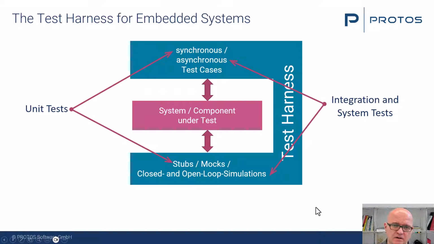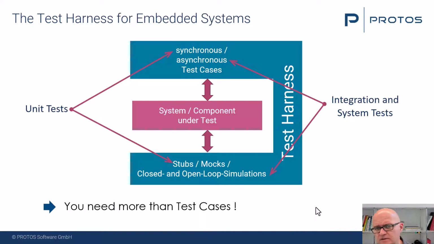So you need asynchronous test cases because a lot of things are happening in parallel, and you need closed or even open loop simulations. So closed loop simulation, for example, for a motor control, you need a real simulated motor. And an open loop simulation is, for example, if you play back signals and things like that. So without reaction, without the interaction directly between the system under test and the test system.